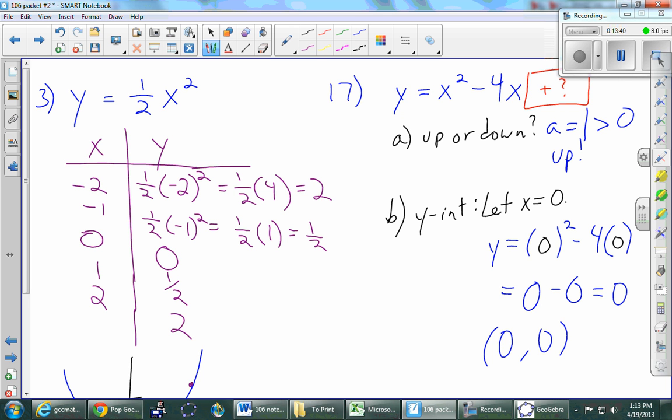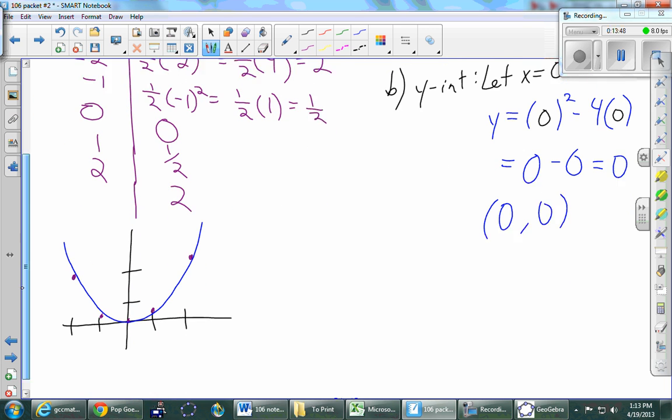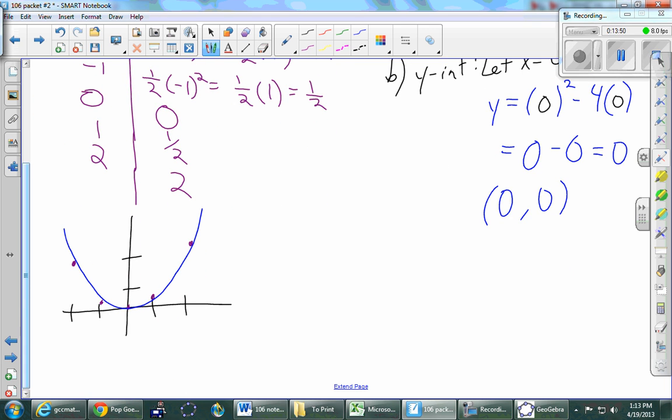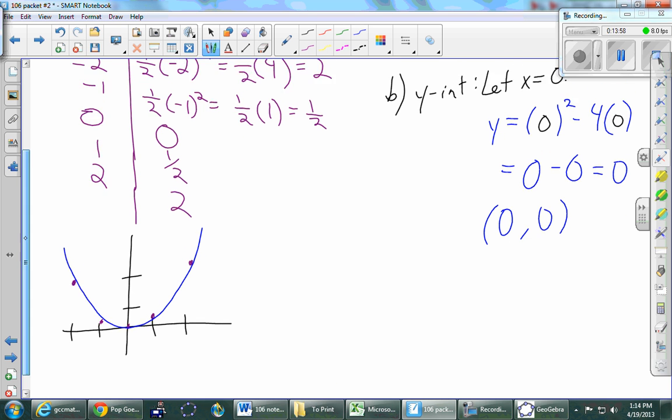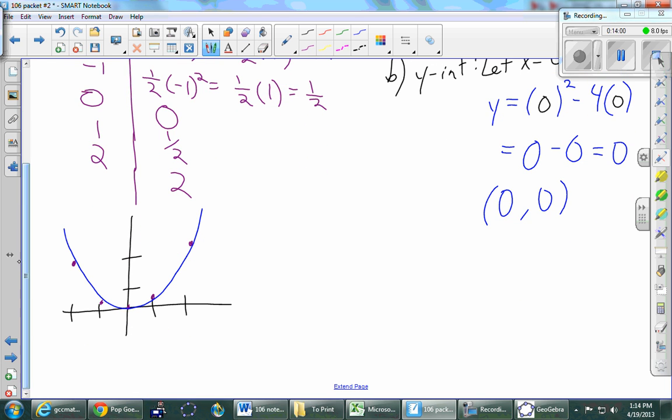Sam? In certain cases, but usually no. Like in this parabola here, the y-intercept at the origin was exactly where the line of symmetry is. It's not going to be the line of symmetry for this one. So, good question. Okay, part B is the y-intercept.